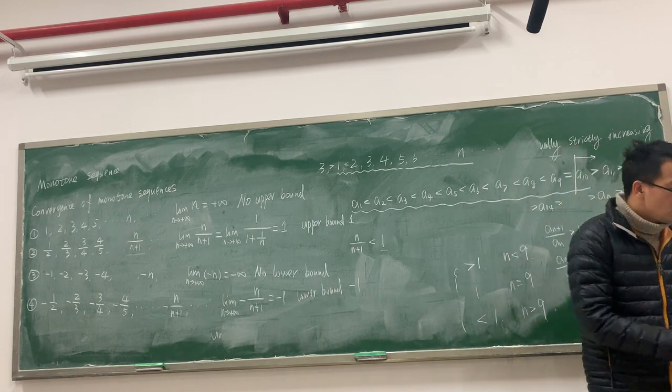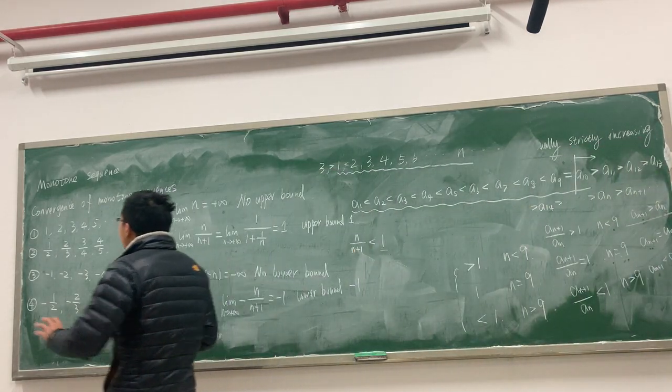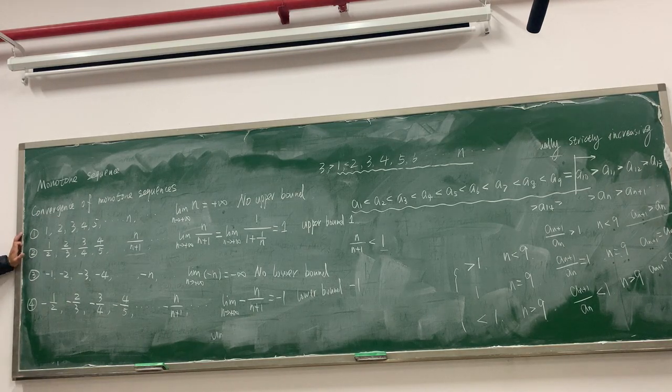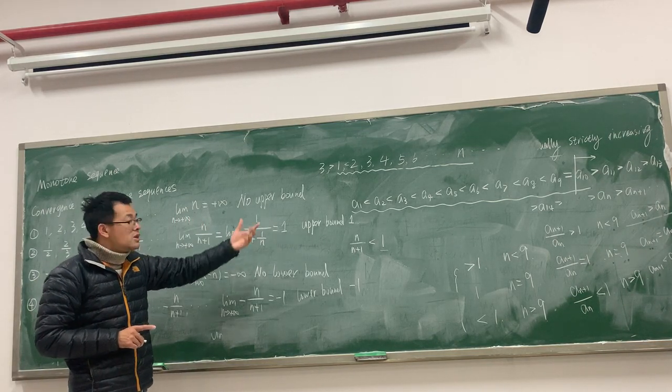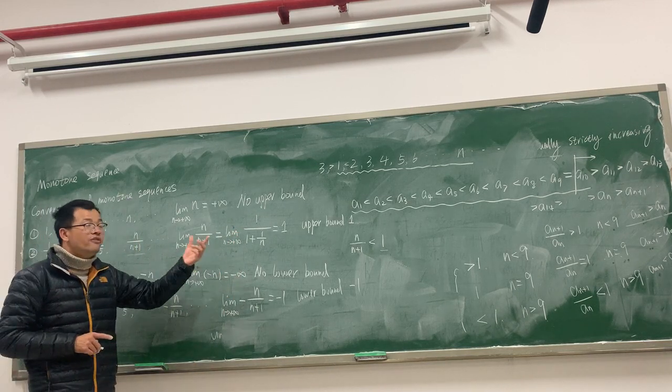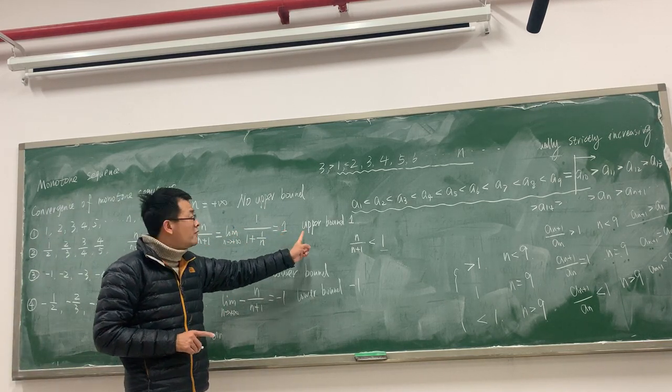So from these four examples, we get one result. For the strictly increasing sequence, we have two possibilities. The first is no upper bound. The second is the sequence has a finite limit. We have an upper bound.